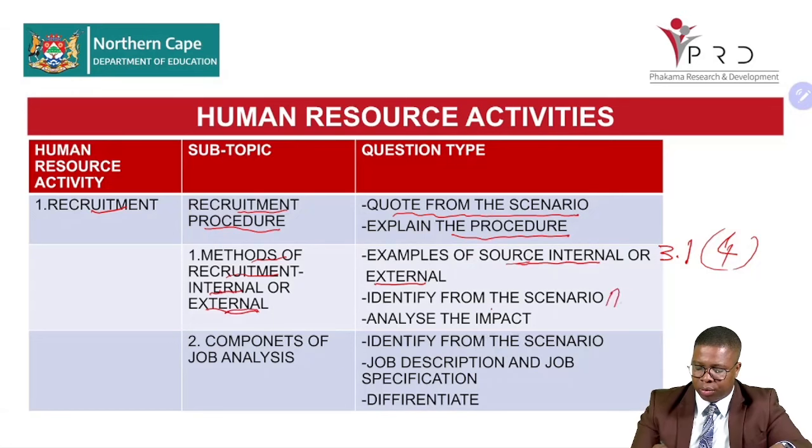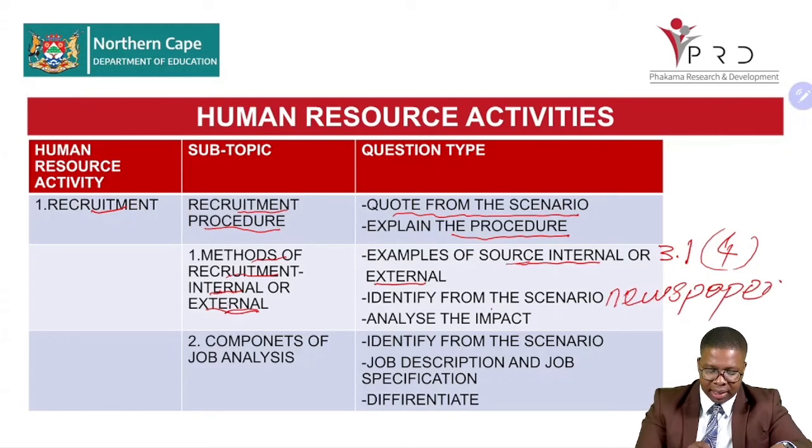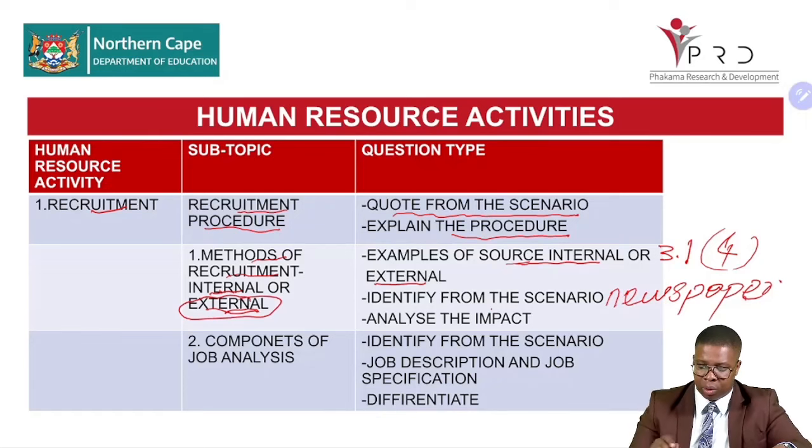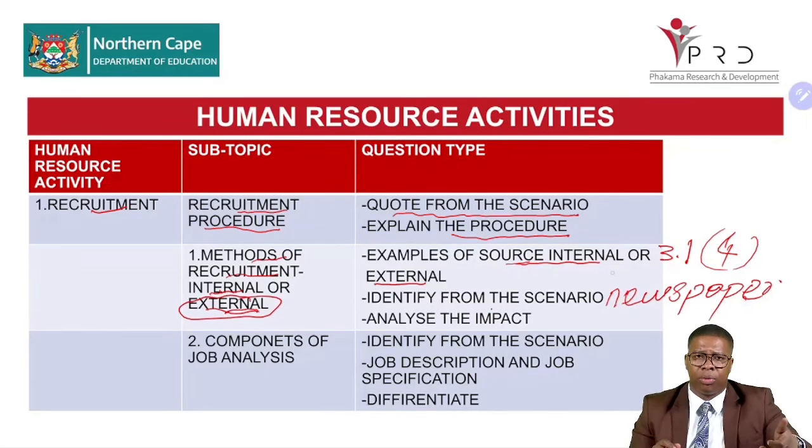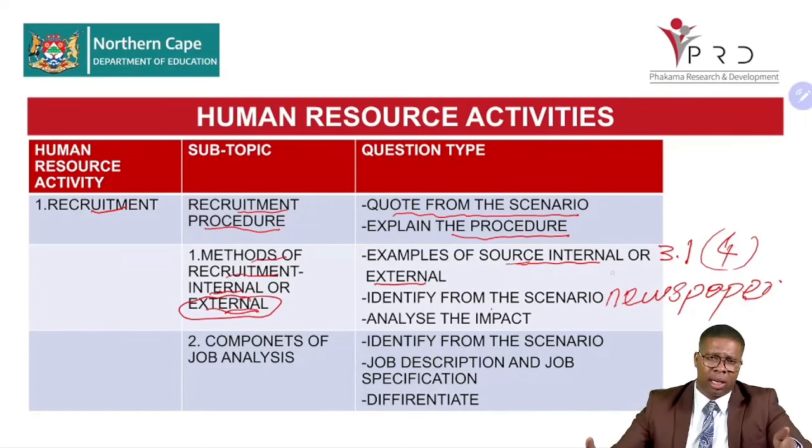So in the scenario, if you see a newspaper, you should know that this is external recruitment, because the newspaper will be seen by everyone. But if you see an office notice board, for instance, you should know that this is internal, because that advert will only be seen by people inside the business. And then another question from the scenario can be a follow-on question, whereby they say identify or analyze the impact of the source of recruitment identified in the scenario above.